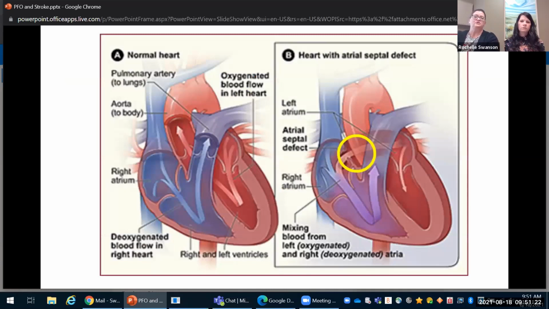And here's another picture, because I like pictures. To me, that's how I learn. You can see on the left side, that's the normal traveling of the blood, right? And in the right side, if you notice where I've got that yellow circle, that's blood that should not be traveling that direction in either atrial septal defect or in a PFO. So blood is traveling where it should not travel.